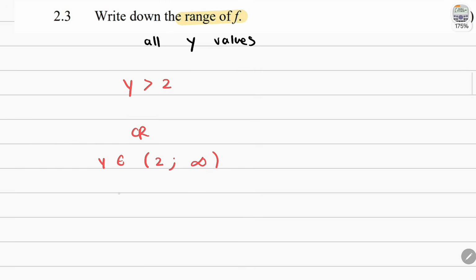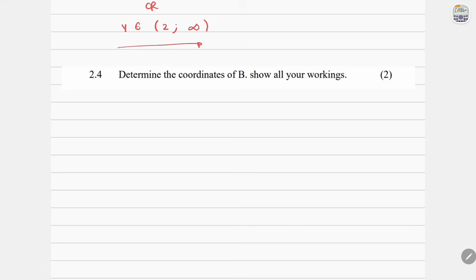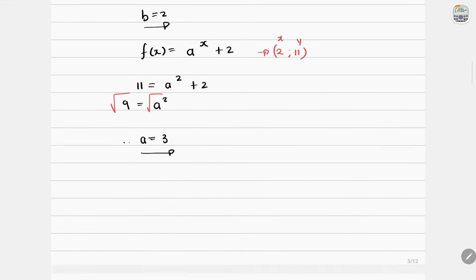Okay, so that is our answer. You can write it like this or like that. Moving on to the next question. Question 2.4 says, determine the coordinates of B. Okay, show all your workings.